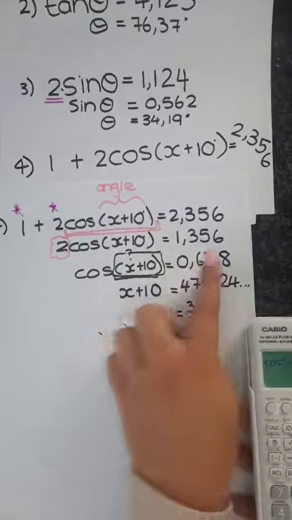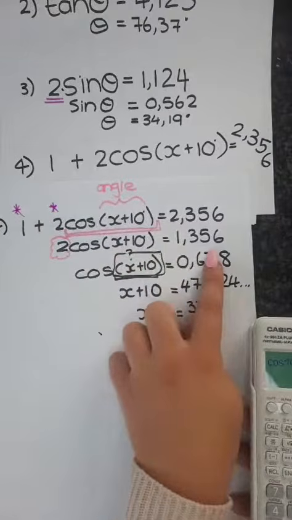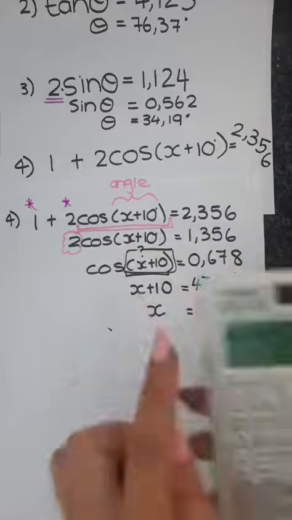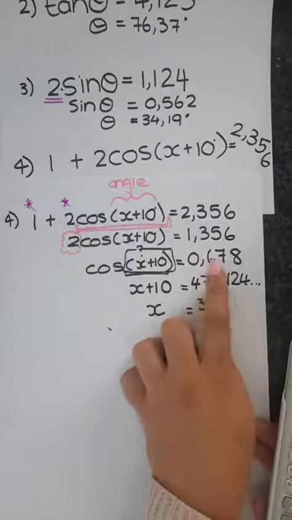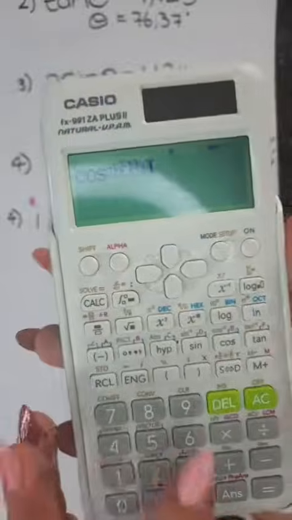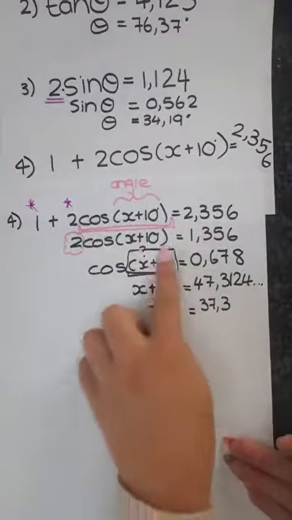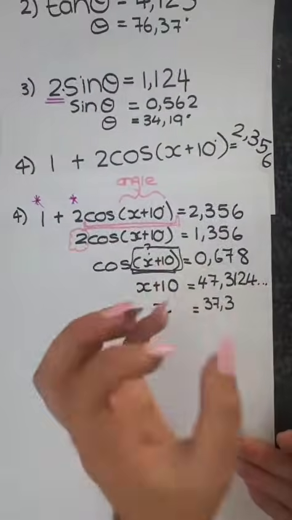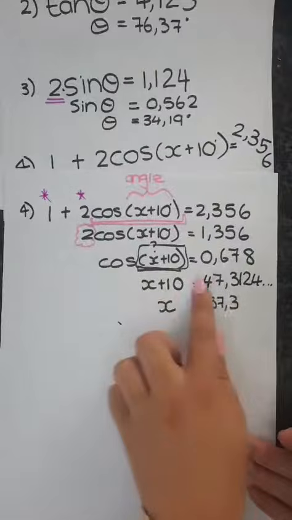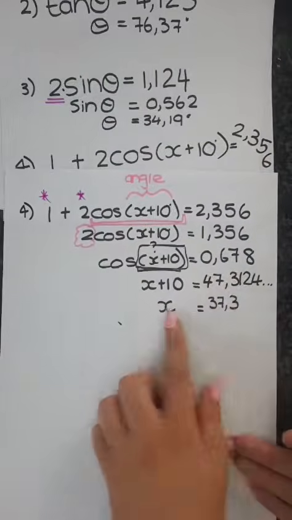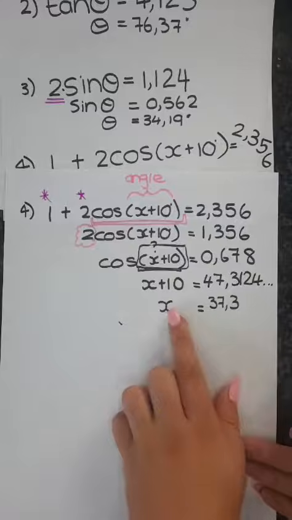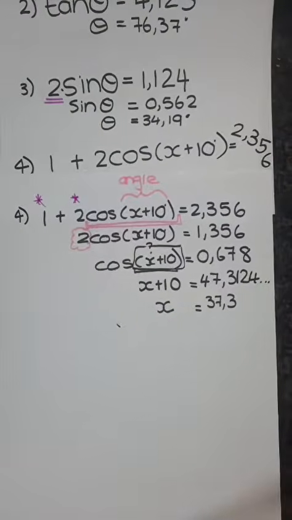I don't know the angle. I know the value of the ratios. I don't know the angle. So I go shift cos and I type in 0,678. See, we even have commas on our calculators. Equals 47,3124. So the angle, x plus 10 is the angle. The angle is equal to 47,3124. And then to get x alone, I need to minus the 10.